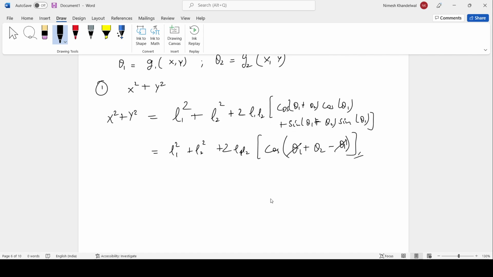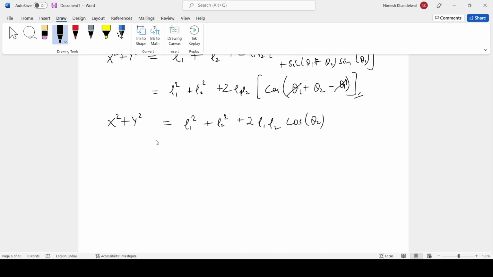Now we have eliminated theta 1 from the whole equation, and what we are left with is this equation, 2 L1 L2 cos theta 2. Now if we rearrange this equation, we will get something like this: x square plus y square minus L1 square minus L2 square, divided by 2 L1 L2.